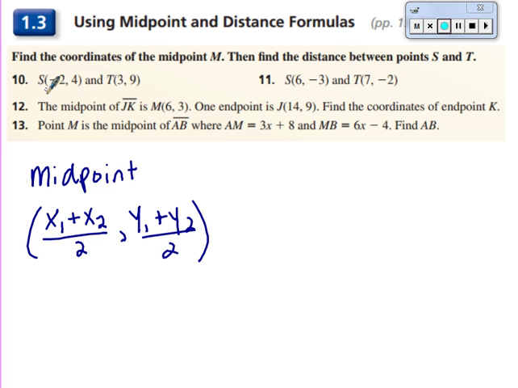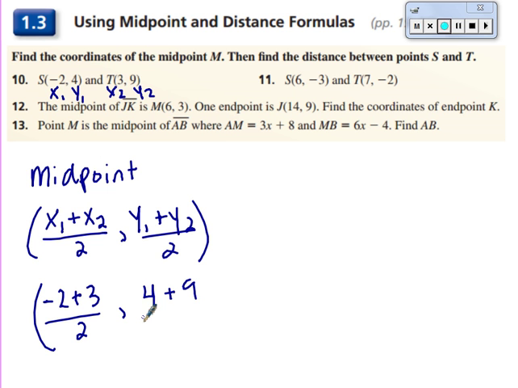So if you're doing it for number 10, you would have your x's. So maybe you want to call this one x1, y1. Sorry about the bell. Then this is x2, y2. So if you add your x's, you would do negative 2 plus 3 over 2, comma, and do your y's. That would be 4 plus 9. And you definitely want to add before you divide.